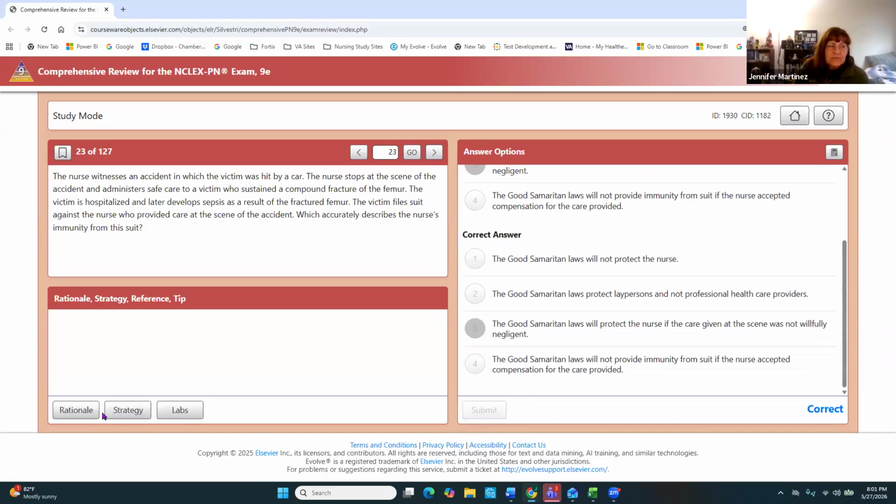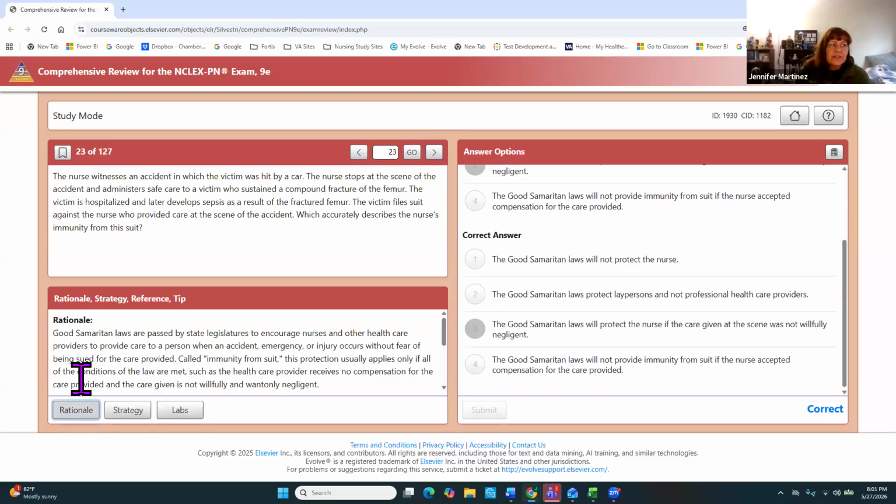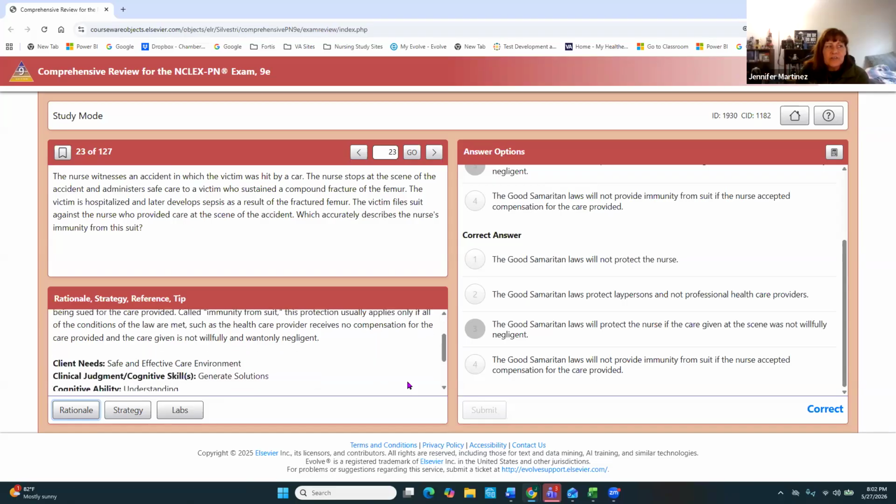All right, correct. Absolutely. So your Good Samaritan laws are passed by state legislatures to encourage nurses and other healthcare providers to provide care to a person when an accident, emergency, or injury occurs without fear of being sued for the care provided. It is called immunity from suit. This protection usually applies only if all of the conditions of the law are met, such as the healthcare provider receives no compensation for the care provided and the care given is not willfully and wantonly negligent.